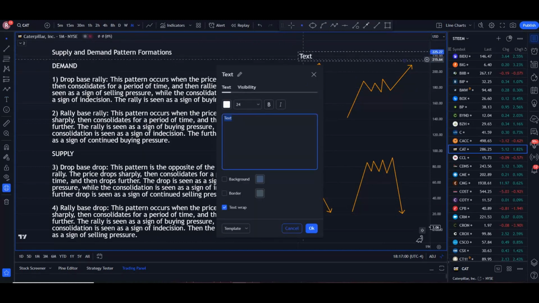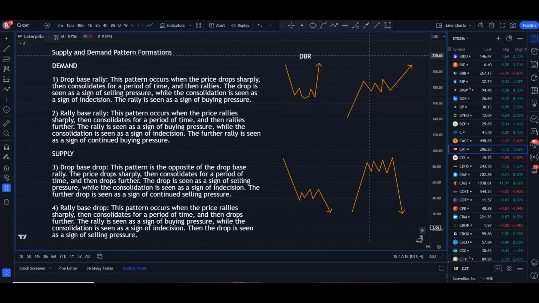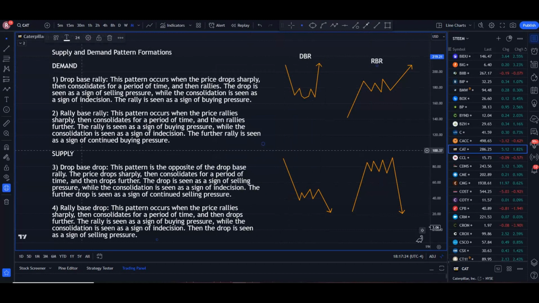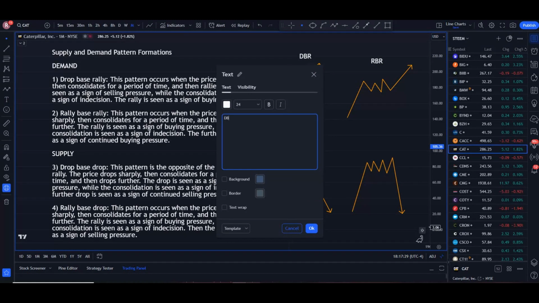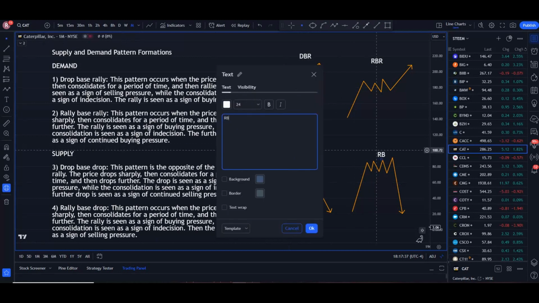You have the drop, base, drop, drop, base, rally, you have the rally, base, rally, and you have the rally, base, drop.